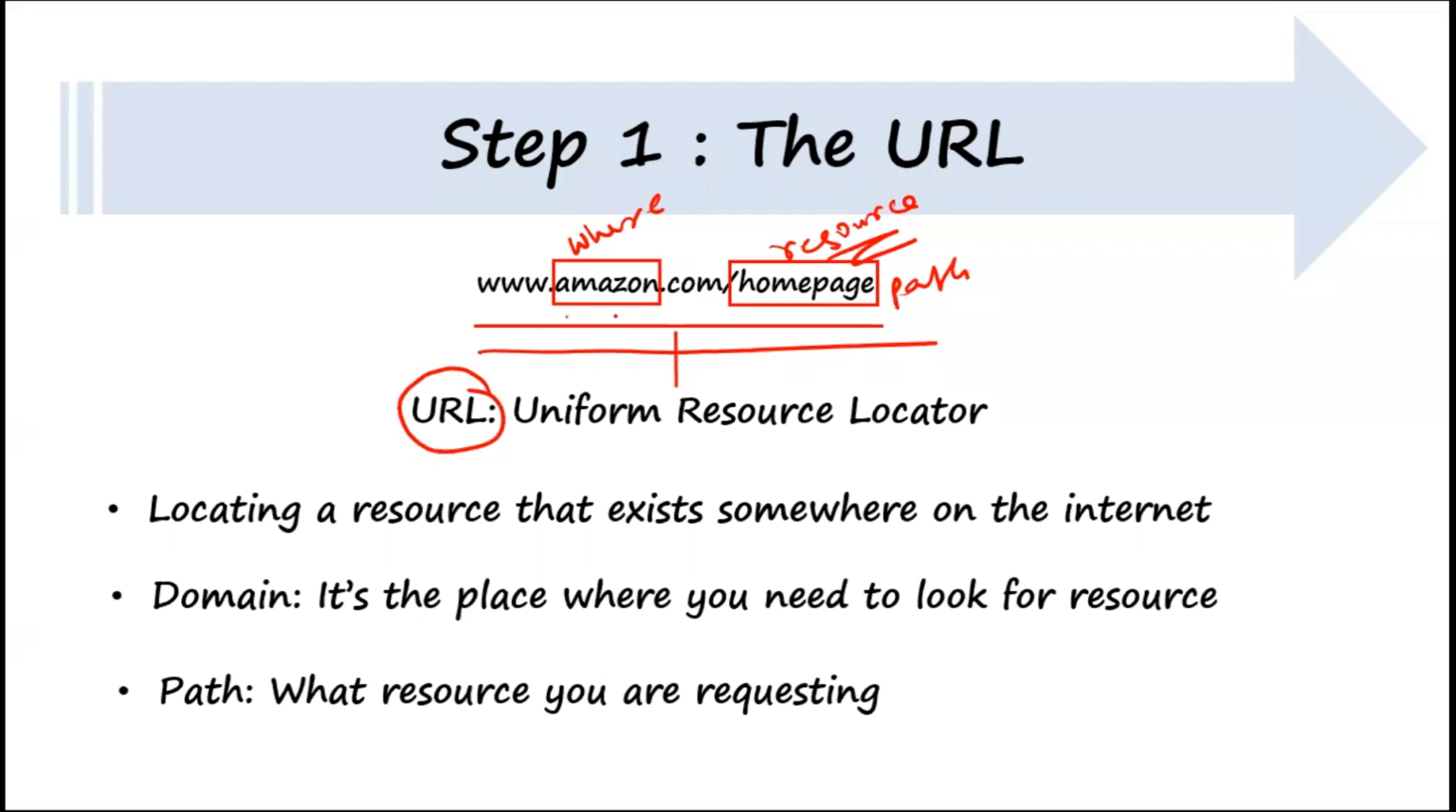The name of the website, the name of the company that you see, is the domain. And it states where the resource lies. And the information after .com that you enter is usually the path, and it is the resource that we are trying to access. We're trying to access the home page of Amazon.com. So in this case, we are requesting the home page of the Amazon.com website.